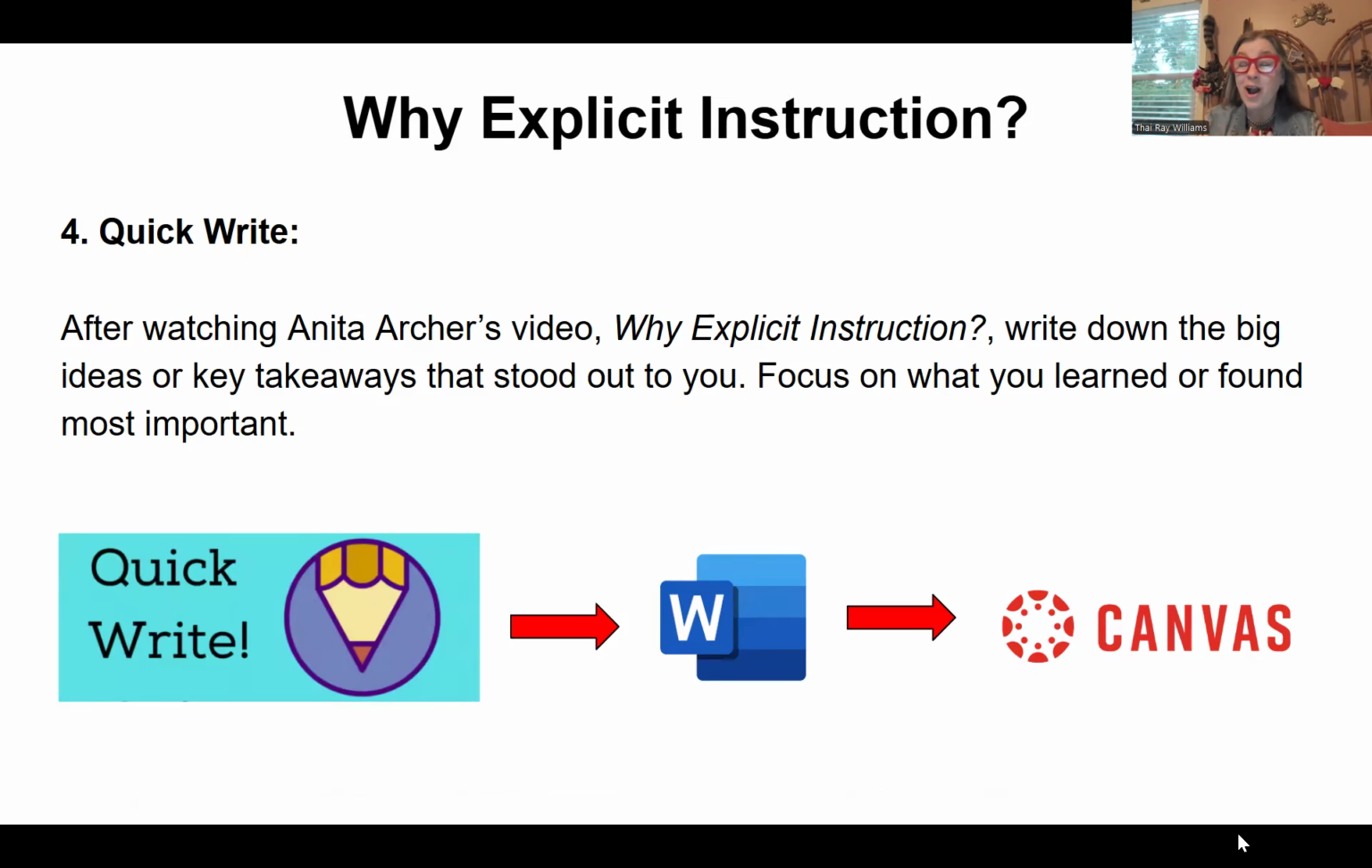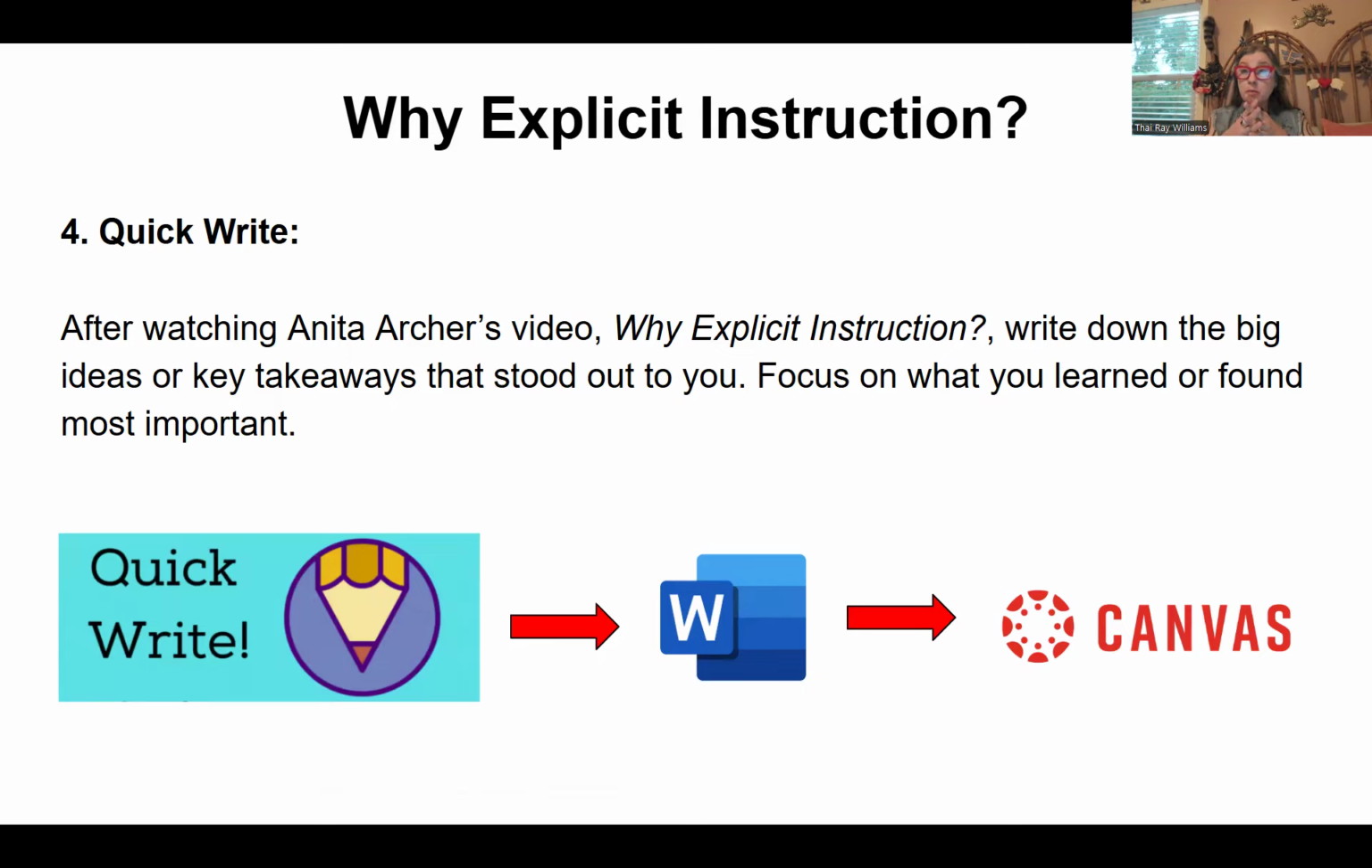I love her. All right, so here's what you're going to do now for number 4, and you can just put why explicit instruction, okay? So what I want you to do is to write down what were your big ideas, the big ideas that you learned from the video, or what were your key takeaways.